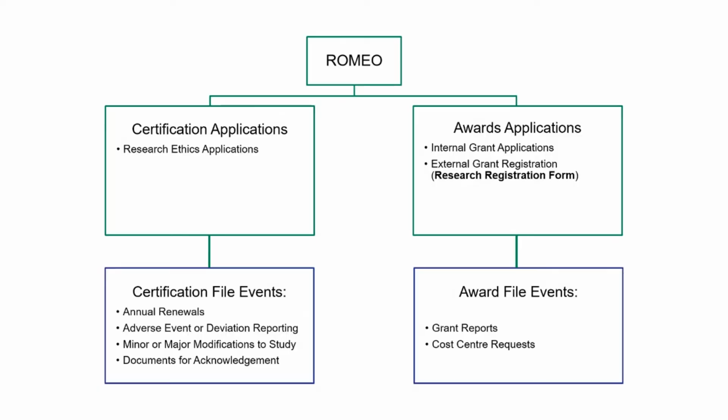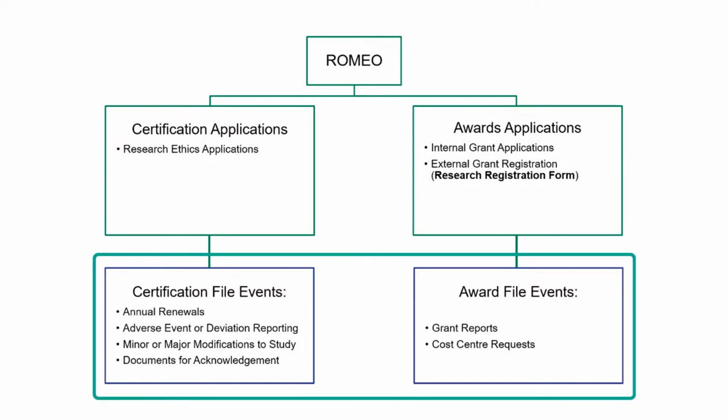In Romeo, ethics and awards are two distinct modules. These two modules do not communicate with each other, which may result in duplicate files for an individual study. These files will contain different content, but general documents and study details will need to be entered twice. Within each module are multiple events. You must first submit the appropriate application and have this approved prior to submitting an event.